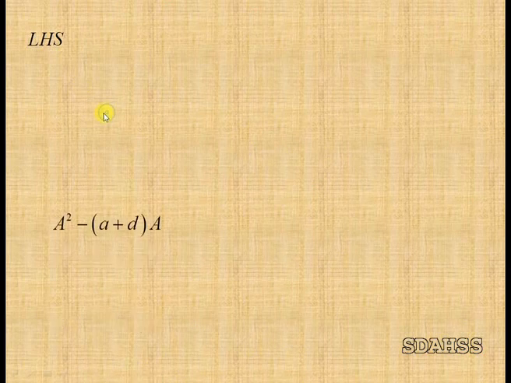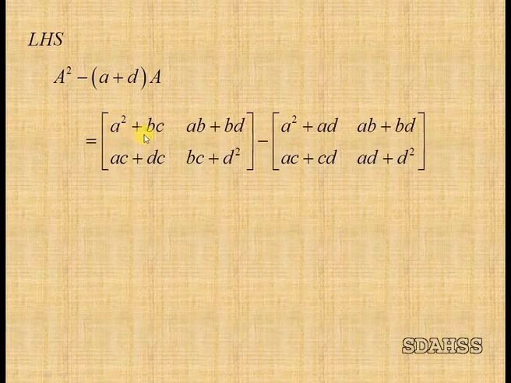LHS is equal to A squared minus (a plus d)A. Substitute the values, which is equal to [[a squared plus bc, ab plus bd],[ac plus dc, bc plus d squared]] minus [[a squared plus ad, ab plus bd],[ac plus cd, ad plus d squared]]. Subtract.